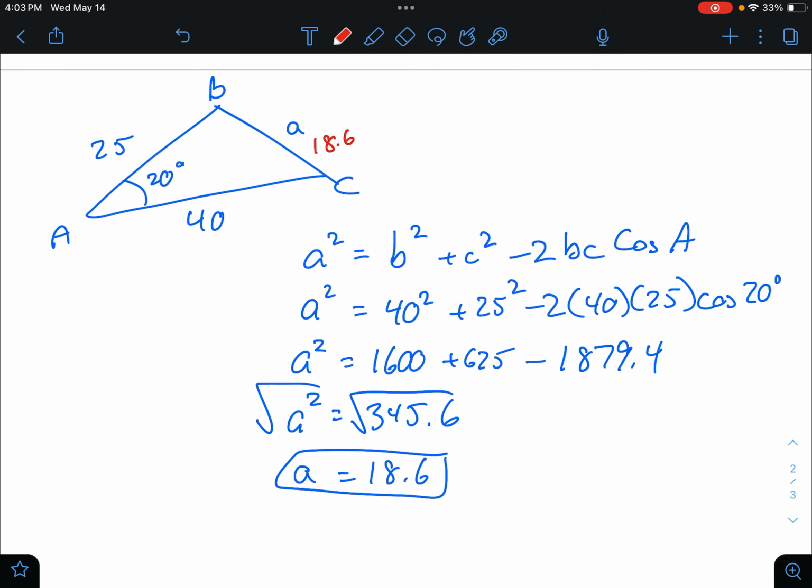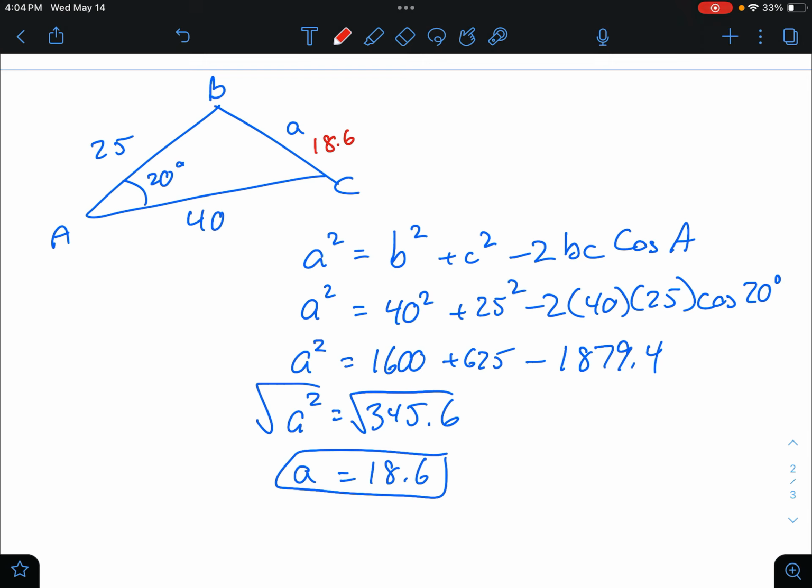Imagine this question asked me to solve the triangle. Solving a triangle means that you're going to find all of the missing angles and all of the missing sides. Right now, once I've got that 18.6, I've actually got a pair of an angle with its opposite side. I could then switch to the sine law. I don't have to use cosine law a second time.